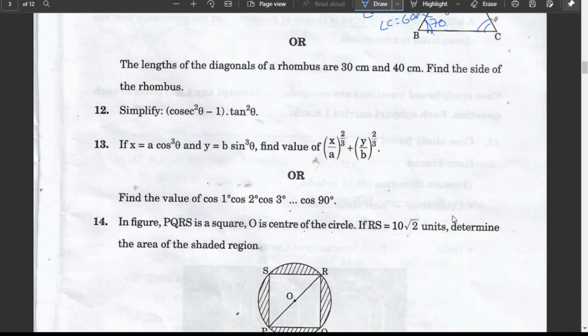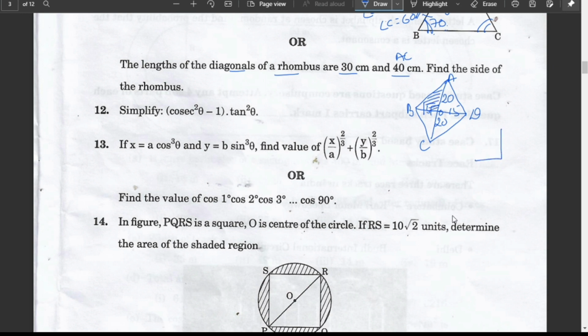Next question. The lengths of the diagonals of a rhombus are 30 and 40 centimeters. Find the side of the rhombus. So in the rhombus, diagonals D1 and D2 are given. We will not use D1 and D2 for the area here. If I name this A, B, C, D, with AC diagonal as 40, and O here, the diagonals bisect each other. This is 15, this is 15. Diagonals bisect each other at right angles.